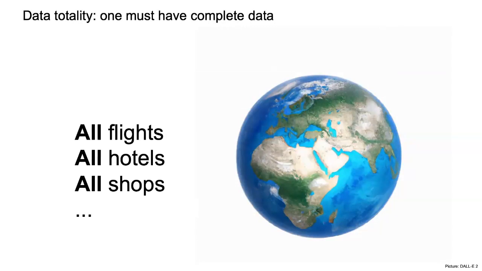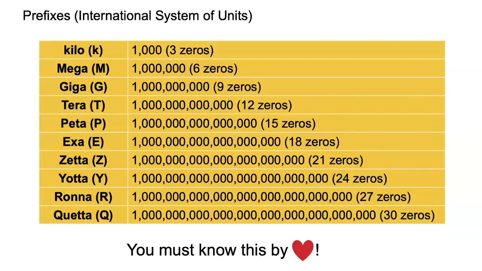Another aspect is what we call data totality, because today when you build a new website or a company that compares flights or compares hotels and so on, then you need all of the data for it to be interesting. And in fact, today we can do that because again, we have the infrastructure.